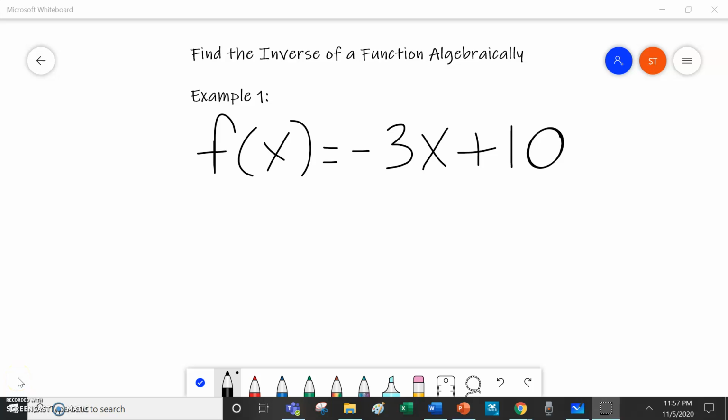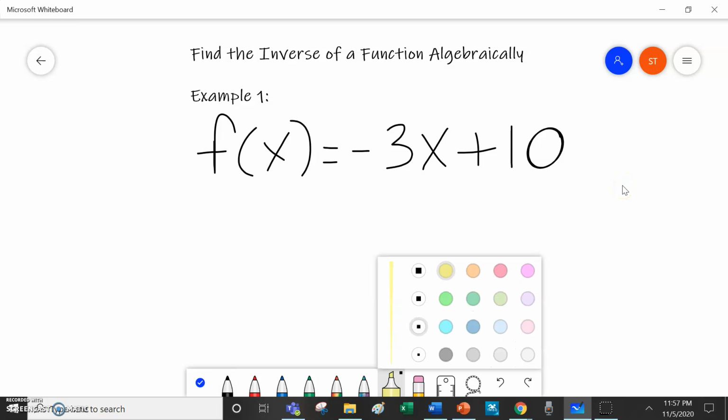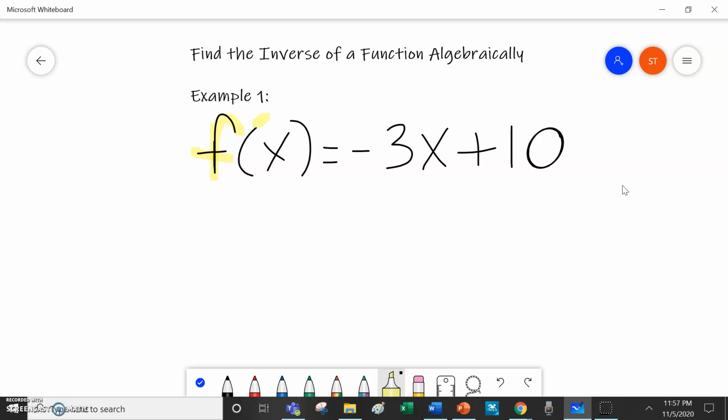How do we find the inverse of a function algebraically? Well, in this example, we have a linear function, f of x equals negative 3x plus 10. First thing I would like to do is swap up my notation.